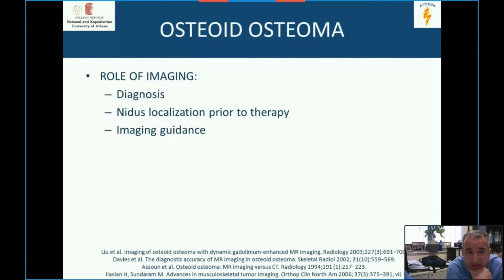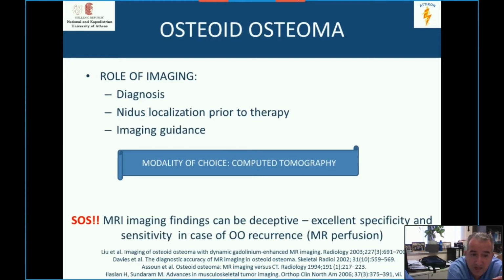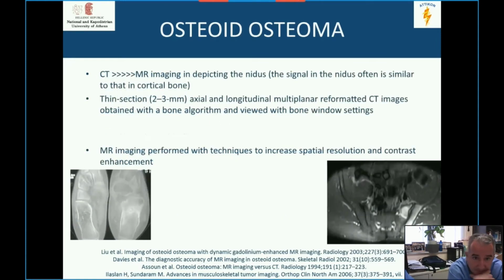As far as imaging is concerned, we can use it in order to diagnose osteoid osteoma, to localize the nidus prior to the therapy, and for imaging guidance during the ablation. Of all the axial imaging, computed tomography is at the moment the modality of choice. MRI findings can be deceptive, although the technique has excellent specificity and sensitivity in case of osteoid osteoma recurrence using perfusion sequences.